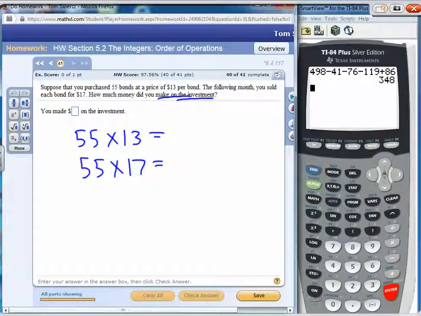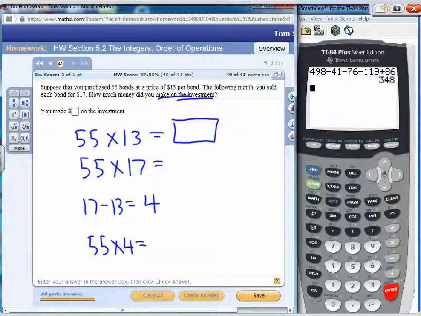Actually, you can also do it by getting these 2 answers and subtracting, right? This one from this one to see how much you made. Or else you can say 17 minus 13, she made $4 per bond, right? And if she bought 55 bonds, 55 times 4 would be $220. So that would be another way of looking at the problem. Again, just a matter of how you do it.